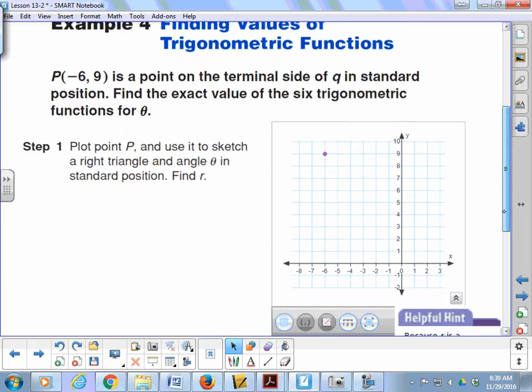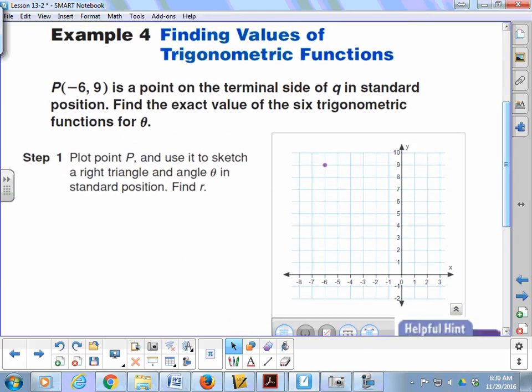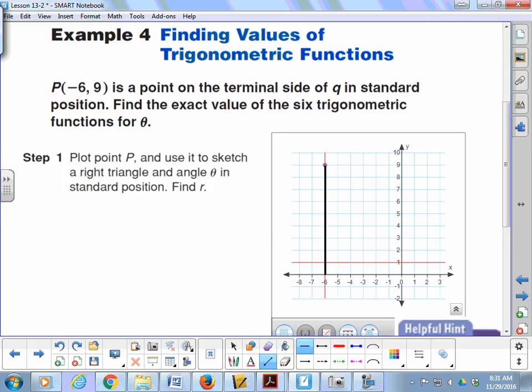All right. So here they give us the point (-6, 9) is a point on the terminal side of theta in standard position. Find the exact value of the 6 trig functions for theta. Now, you don't have to draw this. I'm just going to draw this for the moment, just to see it. If I plotted this point then I would have this triangle that I'm working with.